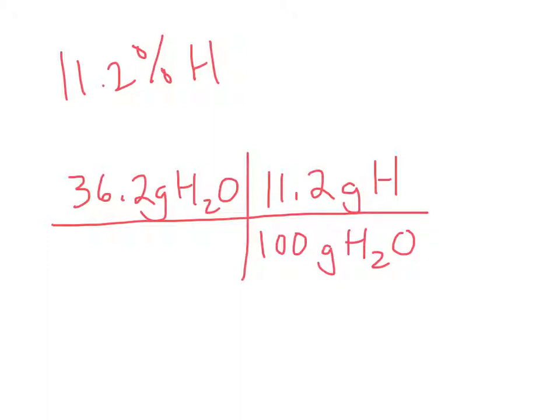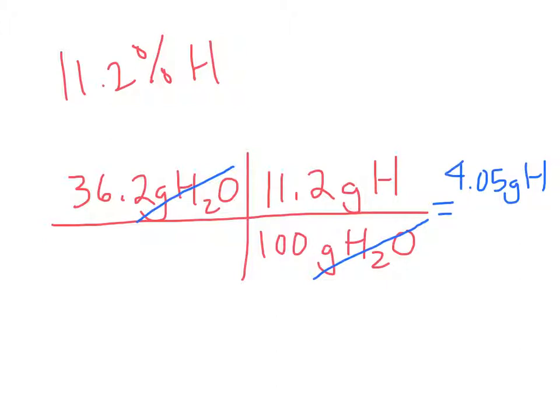And so if we were going to do this calculation out, you can see that grams of water would cancel out, leaving us with grams of hydrogen. And if you calculate this out, I got 4.05 grams of hydrogen. And I'm rounding this number to 3 significant figures because there are 3 sig figs in the given. So 4.05 grams of hydrogen in 36.2 grams of water. So that's the extension of percent composition that I wanted to explain to you.